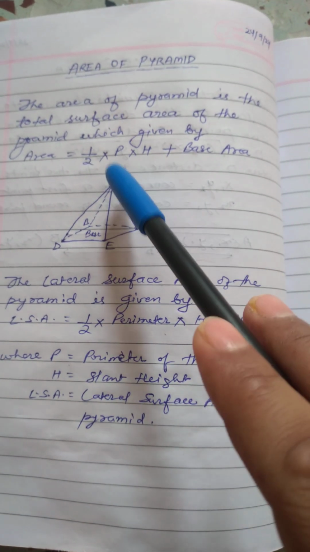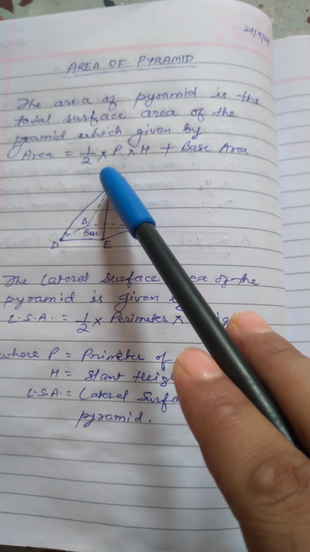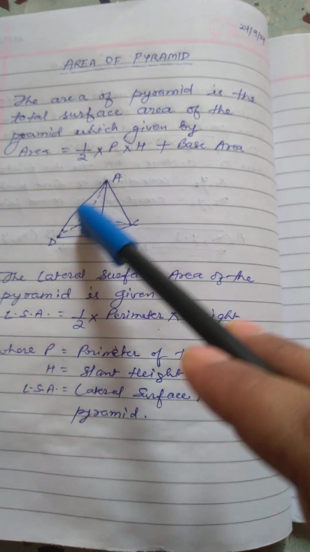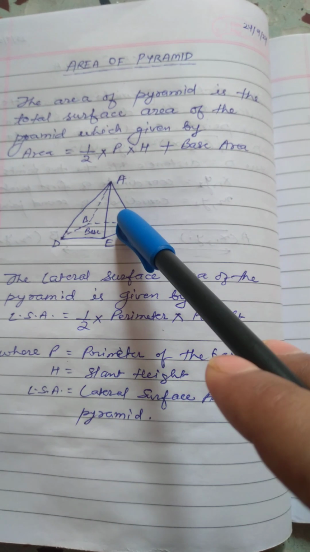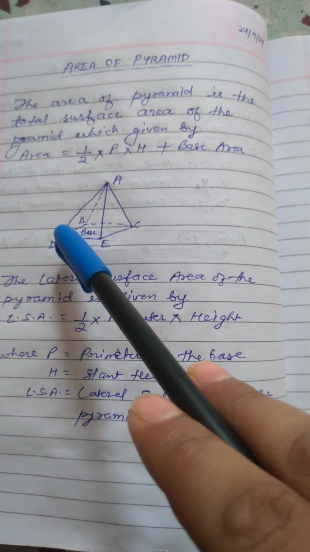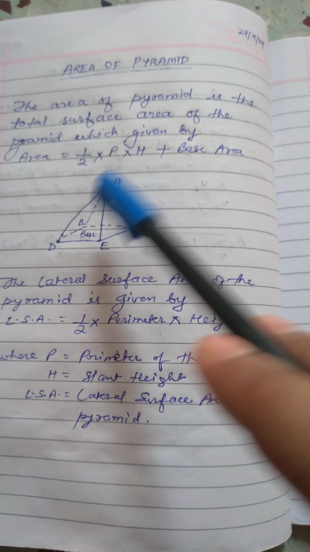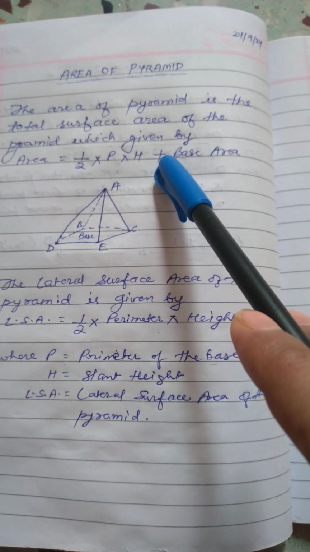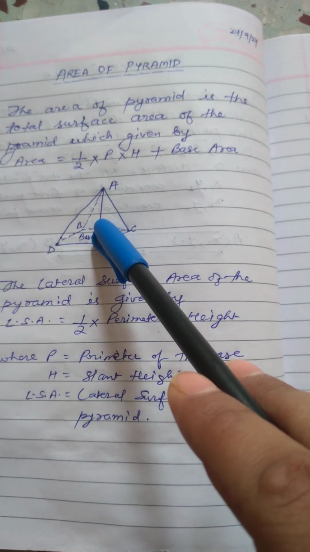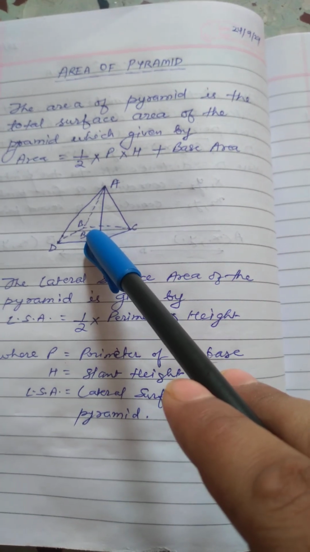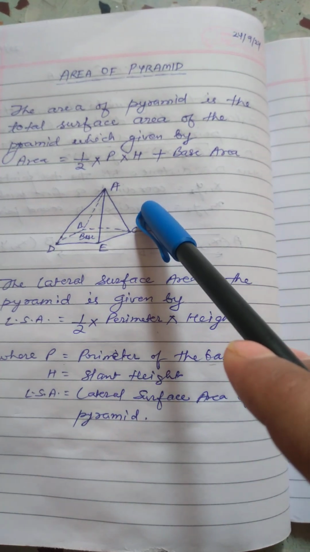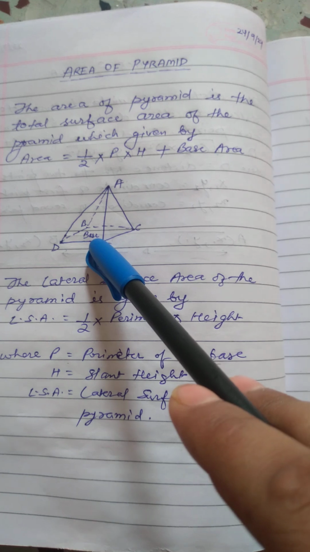So the total surface area of a pyramid is equal to half into P, where P means the perimeter of the base, the summation of all the sides of the base, that is BD, DE, EC and BC, into the height. The height is given if we draw a perpendicular from A to the base, plus the base area. The base is BCDE, which is similar to a square or rectangle.